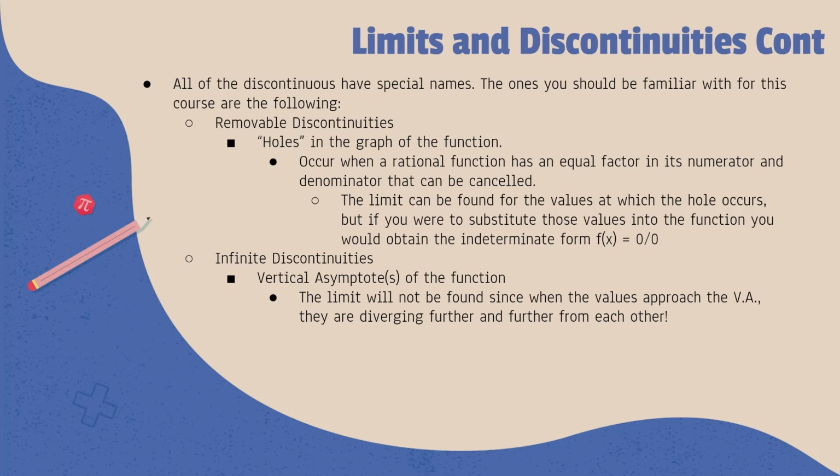Also, we get a problem if one side goes to negative infinity and the other side goes to positive infinity. In this case, the right-hand side limit and the left-hand side limit will not be equal at any point, and thus again we will have no limit.